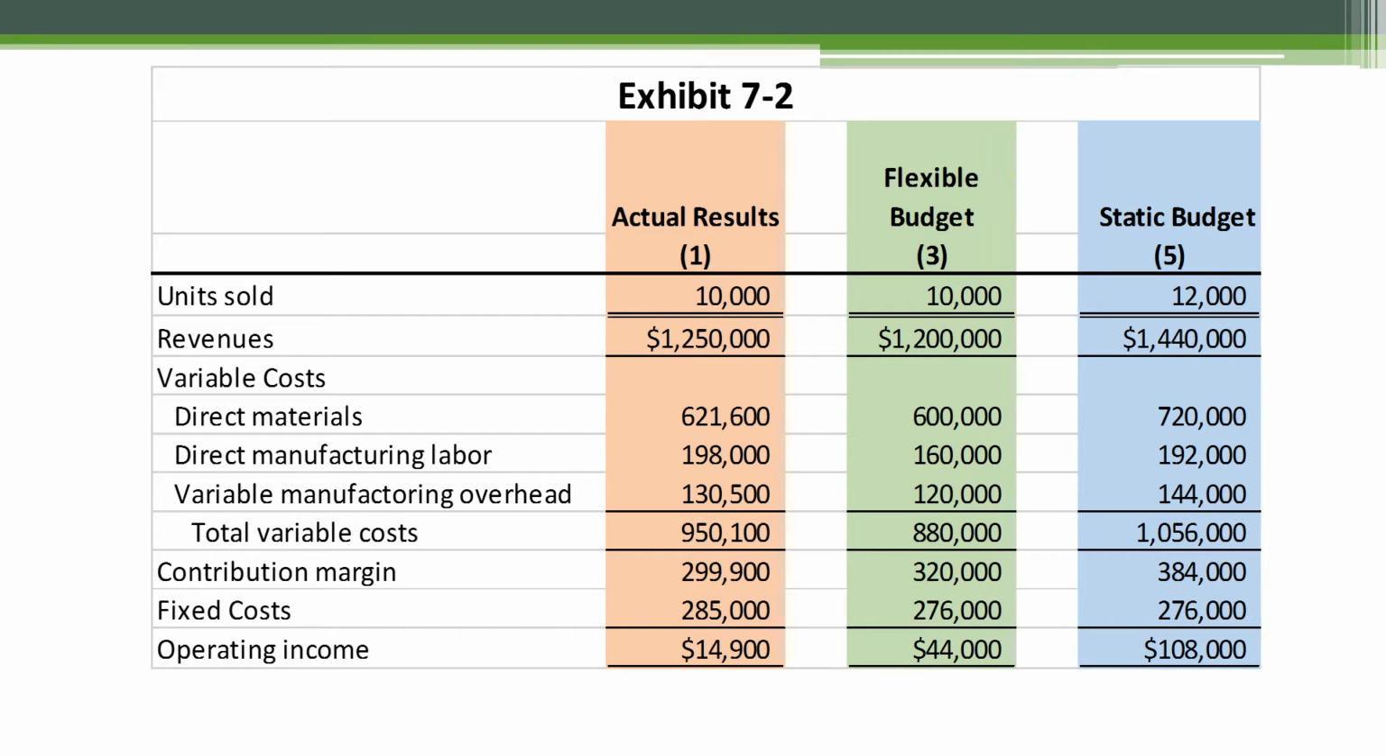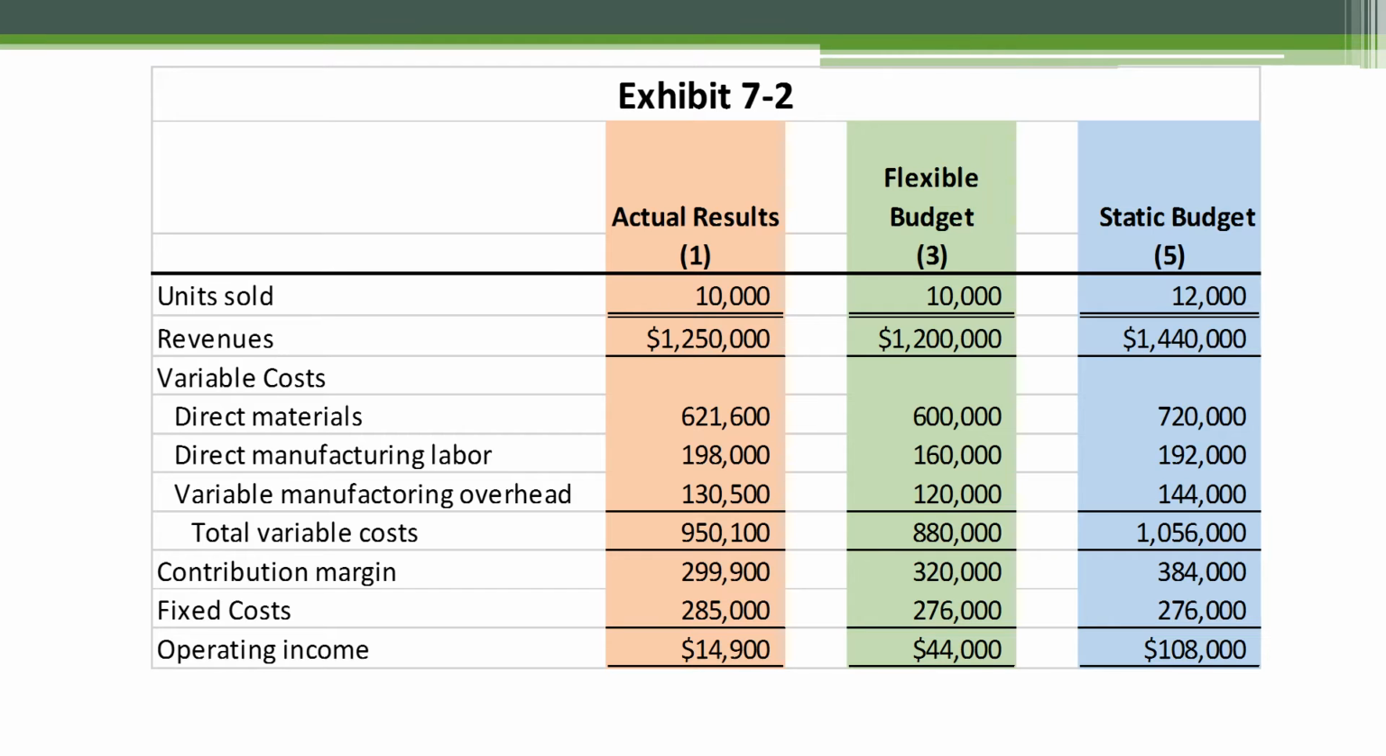As you can see, in our middle column 3, highlighted in green, we have our units sold, which we discussed earlier, and our revenue of 1,200,000, which was also calculated on the earlier slide. As we move further down, you can see direct materials of 600,000, which again was the 10,000 jackets times $60 of direct materials per jacket.